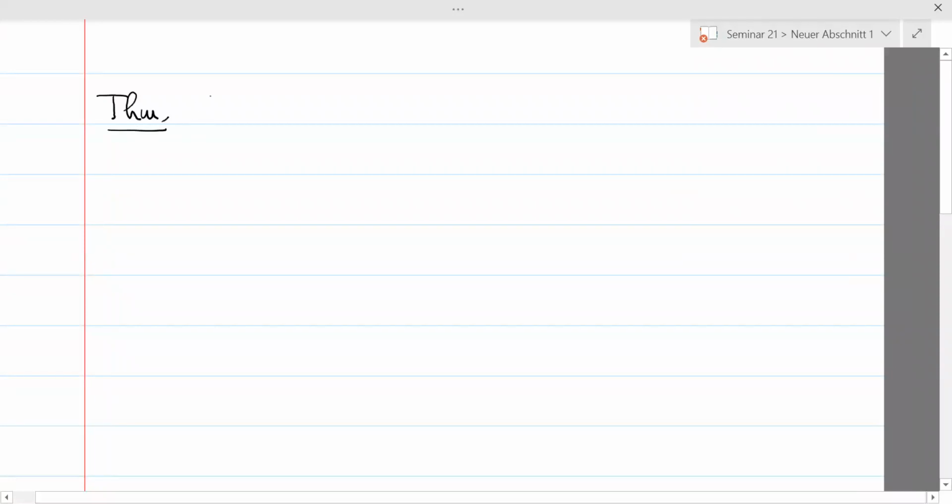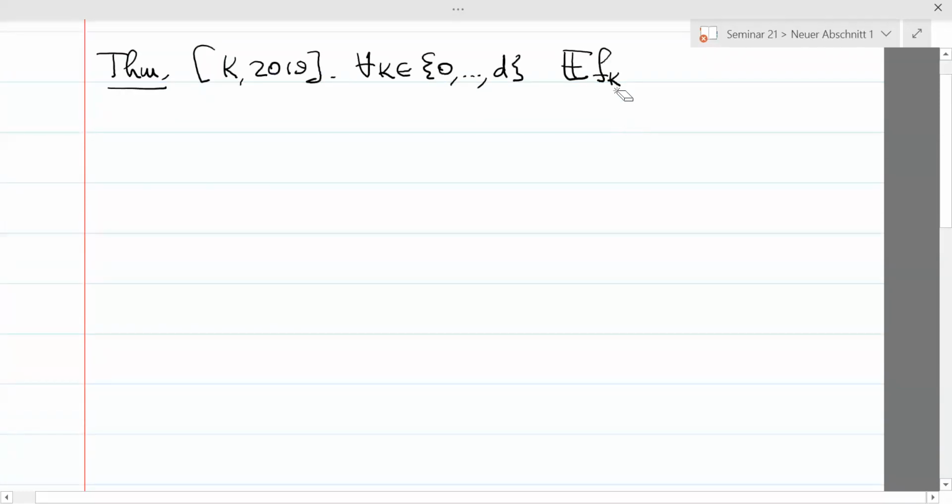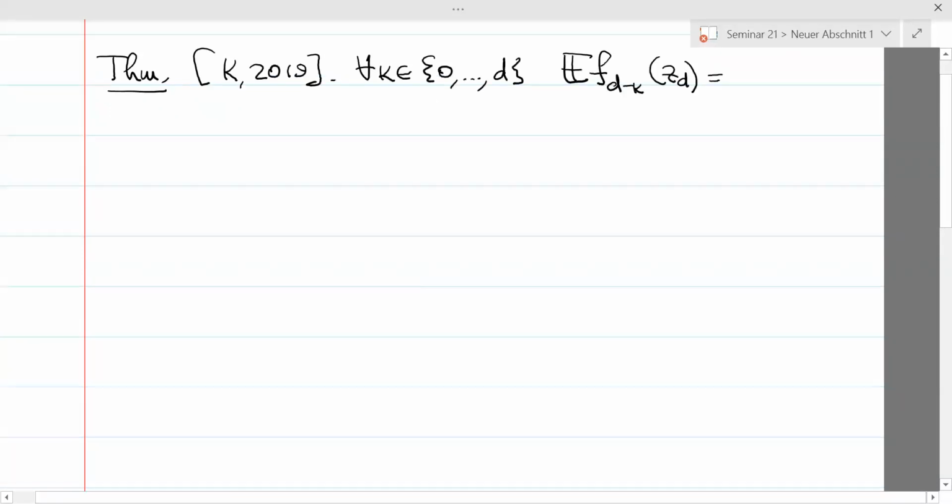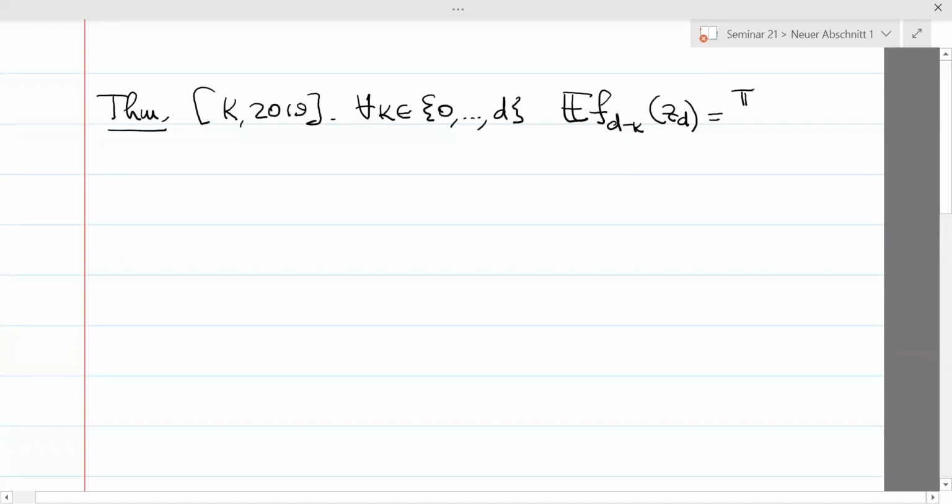And now the main result here is the following one. It's a formula for the number of faces in any dimension. So for every k, for every codimension k, the expected number of faces in dimension d minus k, I'm sorry, it should be d minus k, of Z_d is given by the following formula. It is pi to the power k divided by k factorial times some interesting number which is denoted by A_{d,k}, and A_{d,k} is defined as follows.